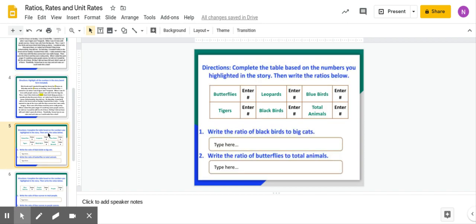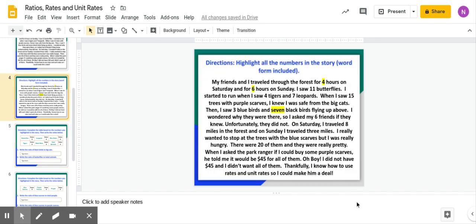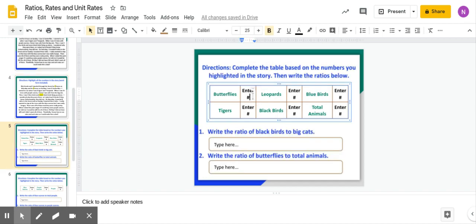Complete the table based on the number you highlighted in the story. Then write the ratios below. So, butterflies. I'm going to go back to where I highlighted in the story. I'm going to find the butterflies. Okay, I didn't have it highlighted because I didn't do them all, but 11 butterflies. So that means I'm going to enter the number here. So I'm going to replace this with 11.